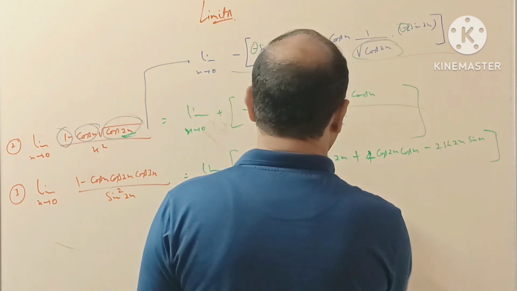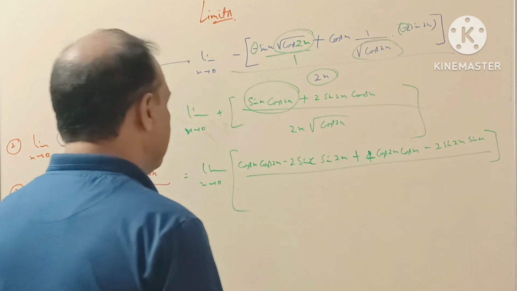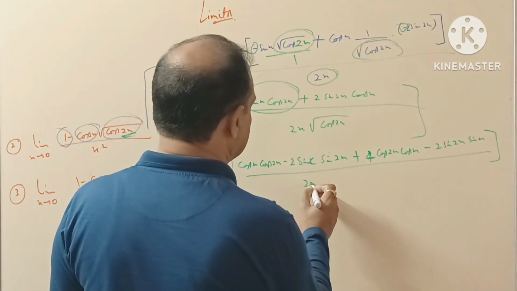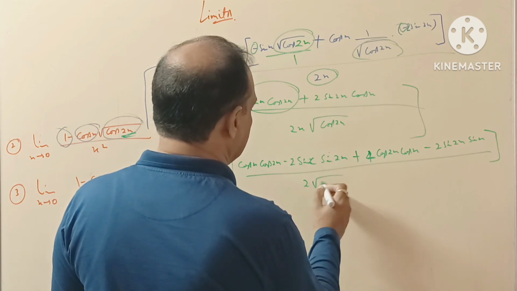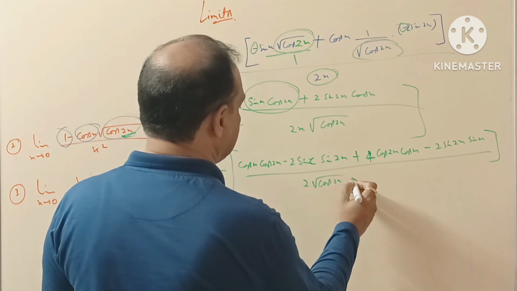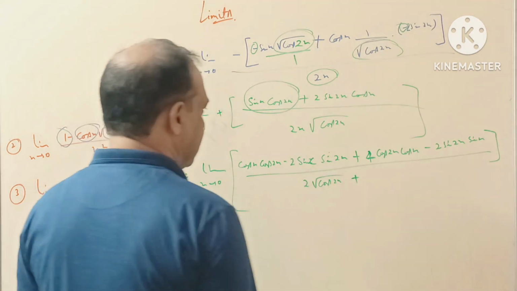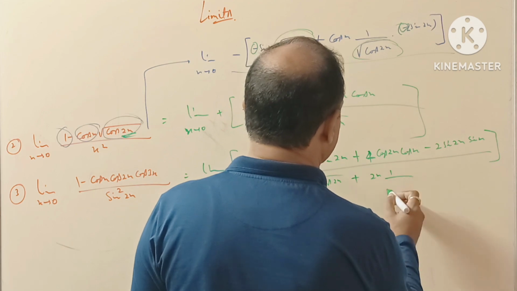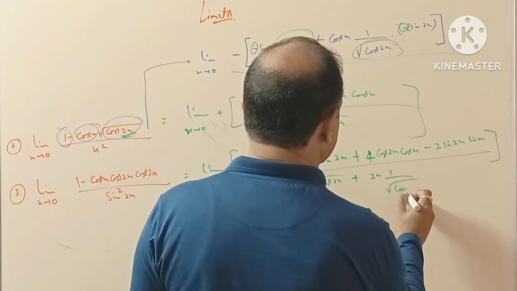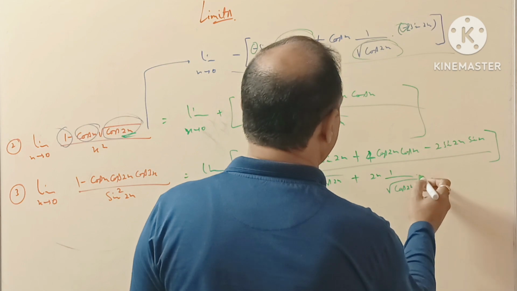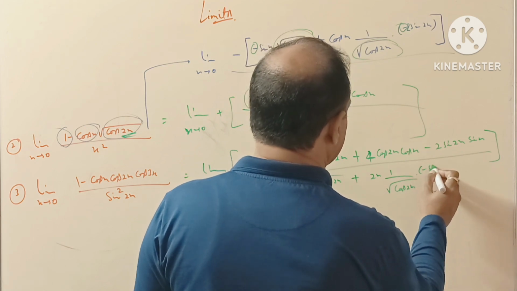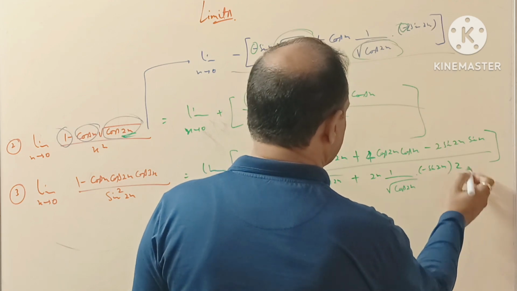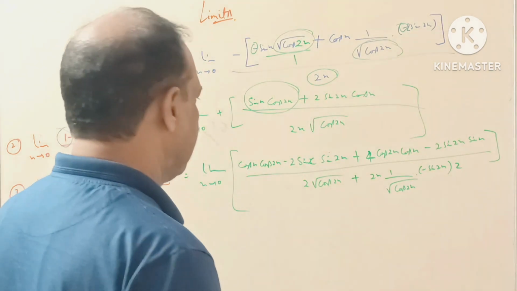Now this has all been done. In the denominator part, I am having 2x under root cos 2x. If x is differentiated, it will give you 1, and cos 2x will remain as it is. Plus, here it will give me 2x, and if I differentiate under root cos 2x, it will give me 1 over under root cos 2x, and then minus sin 2x, and there is again a multiplication of 2. Now this is the whole thing which is left.